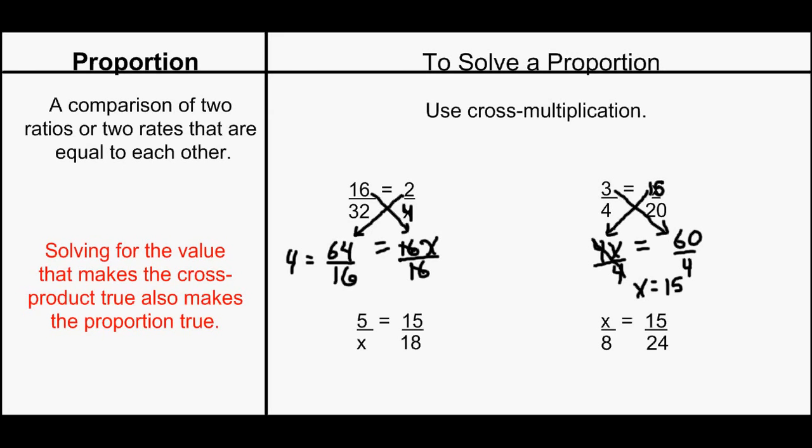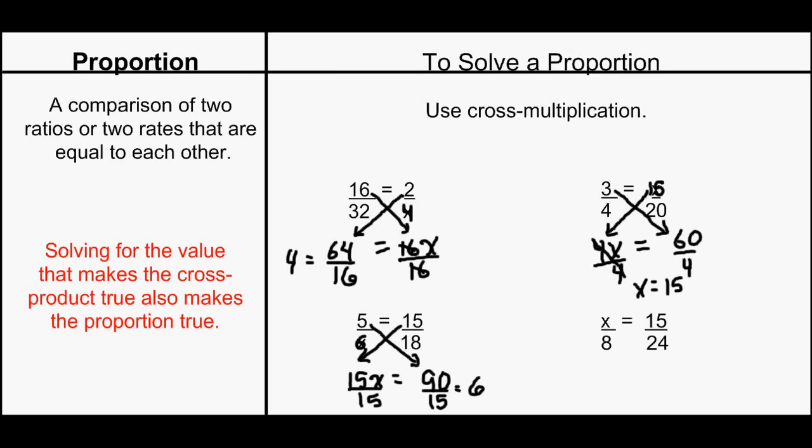Let's go for another one. 5 times 18 is 90. 15 times x is 15x. Let's divide both sides by 15. 90 divided by 15 is 6. The value of x that makes these fractions a proportion is 6.